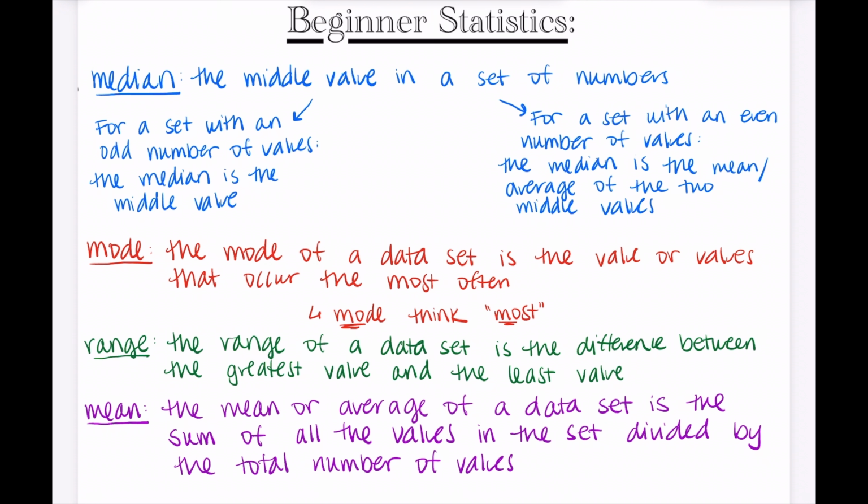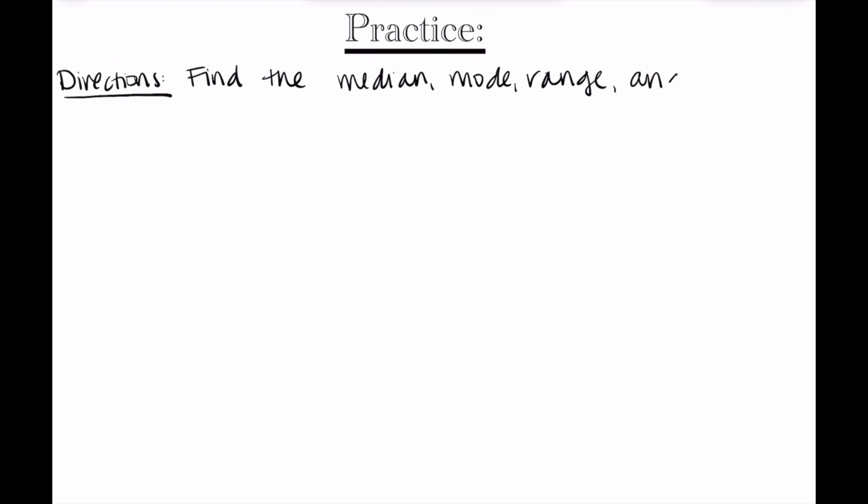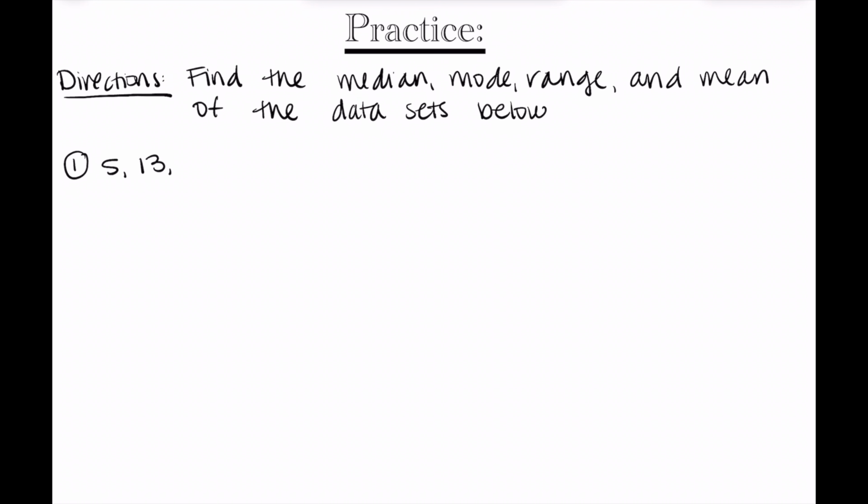And now we will get into some practice questions on how to apply and how to calculate all of these different new terms that we've learned. So the directions for our practice section say to find the median, mode, range, and mean of the data sets below. And for our first practice problem today, our data set is as follows. We have 5, 13, 24, 28, 5, 19, 20, 16, 0, and 19.